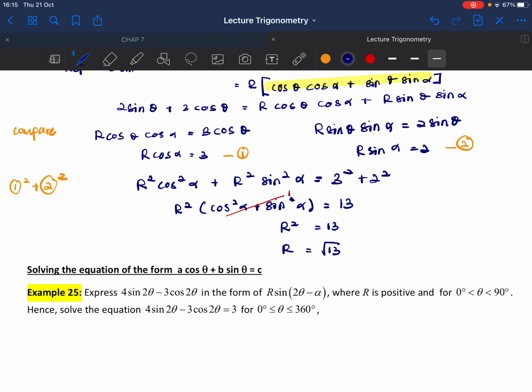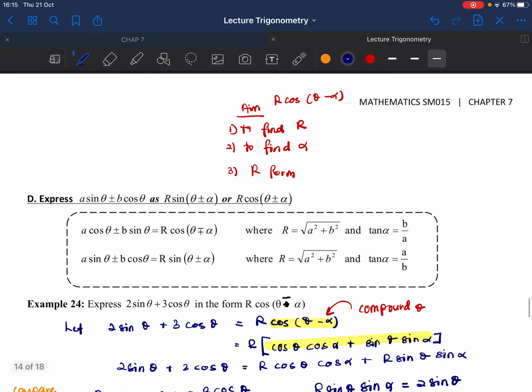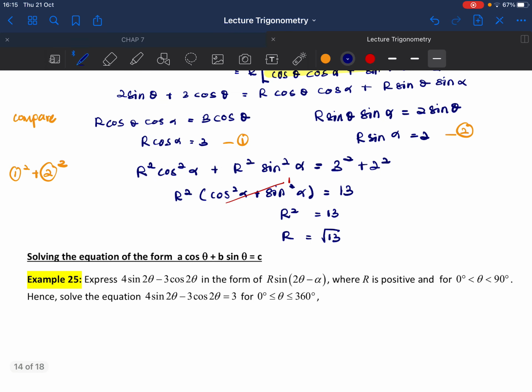Yes, I know it should be plus minus square root 13, but for r form, r should be greater than 0. Okay, r kamu mesti kena greater than 0. And also your r must be in exact value. Okay, apa maksud exact value? Macam ni lah, dia kena square root 13. Kamu tak boleh tekan calculator kamu, letak dalam form. Contoh square root 13 is equals to 3.60. Nope. Okay, r kita mesti kena dalam exact value.